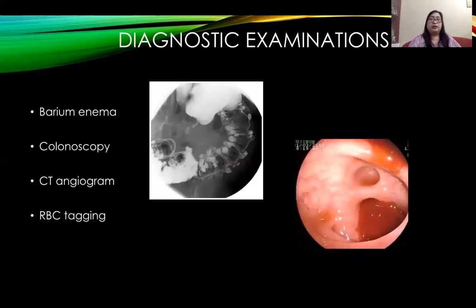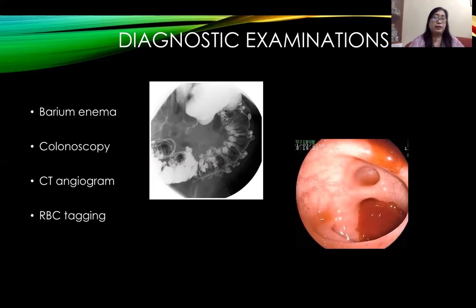What are the diagnostic examinations that can help in the diagnosis of diverticular bleed? Will barium enema help? Barium enema may help in the diagnosis of diverticulosis, but not in bleeding. Colonoscopy can see the actual site of bleeding, so you can see the actual bleeding, or you may be able to appreciate the stigmata or the blood vessel. CT angiogram and RBC tagging are more diagnostic.